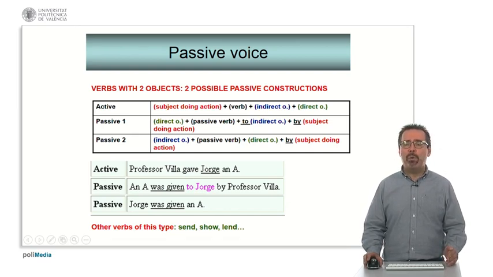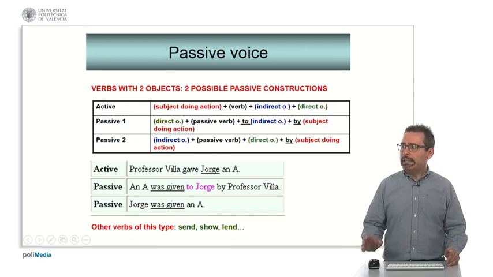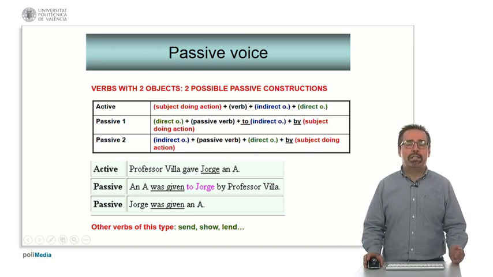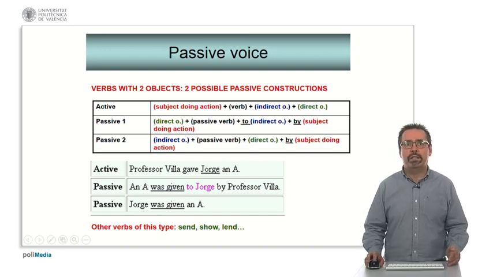In this case, we have no equivalent, for example, in the Spanish language, so be careful with this. This is specific to the English language. Other similar verbs that can form a double passive sentence of this type are send, show, lend. These have in common that it's to send something to somebody, to show something to somebody, etc. They have two different objects. In the case of Professor Villa gave Jorge an A, the most common passive sentence is the second one, which does not exist, for example, in the Spanish language.